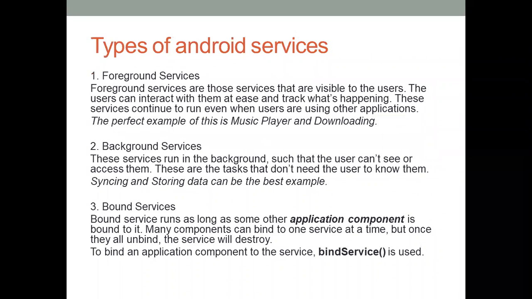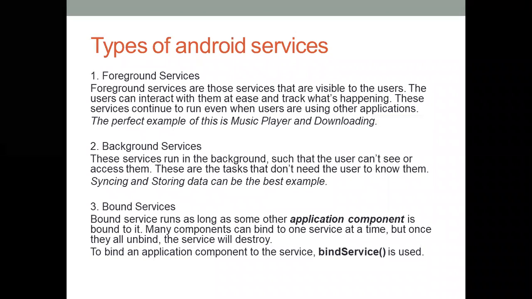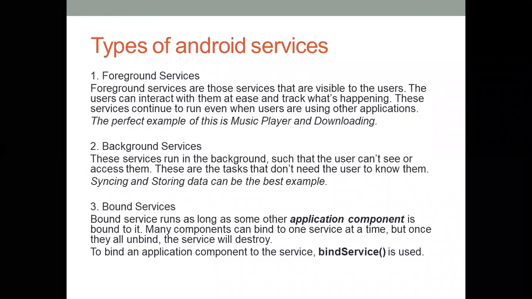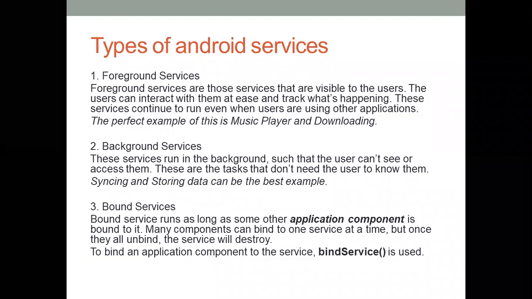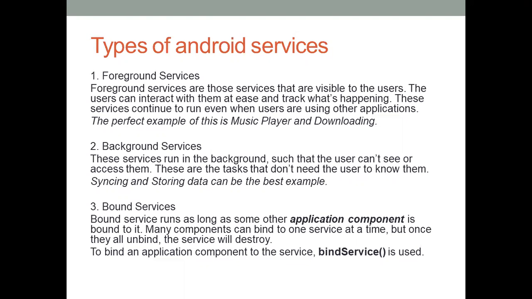One is the foreground service. So foreground services are those services that are visible to the user. Okay, so the user can interact with them easily and track what is happening. The service continues to run even when the user is using another application. Like we have a music player and downloading, so we can see simultaneously how much of the data has been downloaded, or if we need to move on to the next song in the playlist, we can press that particular button, or see how much of the song is left, which is also viewable on the screen. So foreground services are those services that are visible to the user.